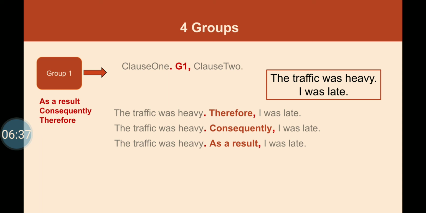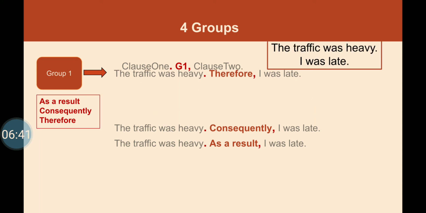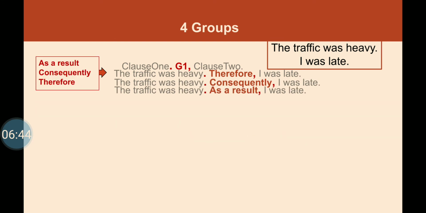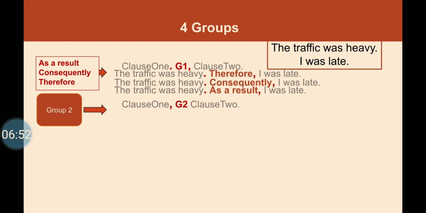So now, let's look at group 2. We're done with group 1. So let's see how can we connect the same idea here, but with words that belong to group 2. So group 2 has this structure. Clause 1, comma, G2, clause 2.